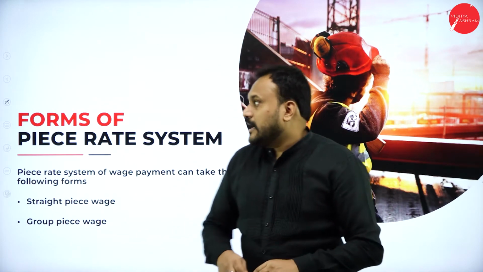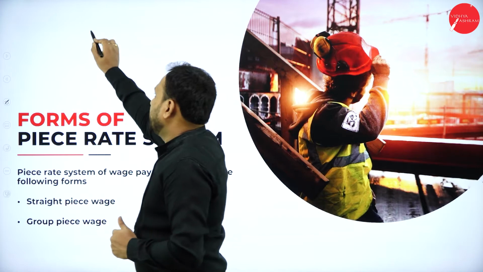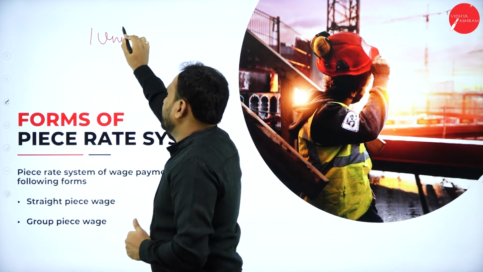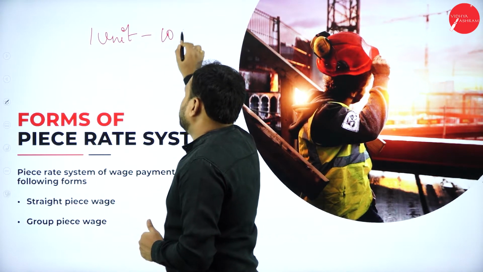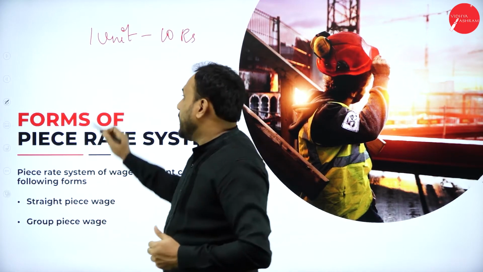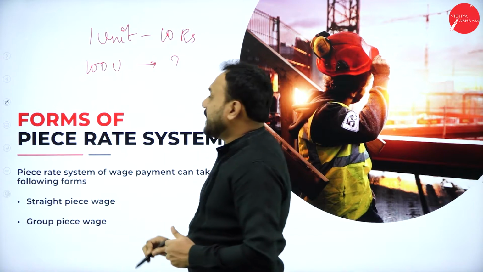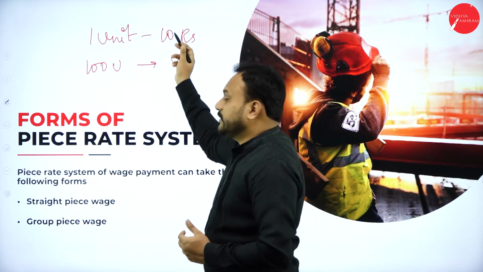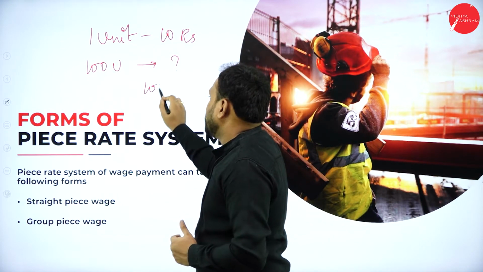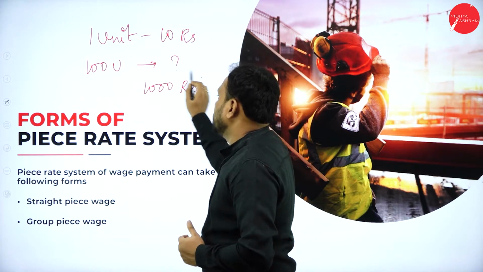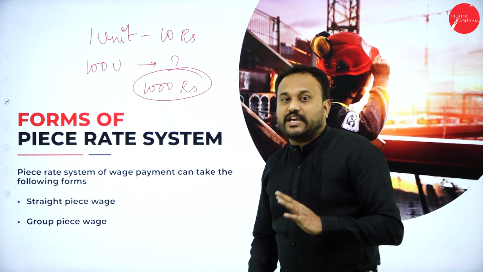For example, I would have said that if you manufacture 1 unit, I'll pay you 10 rupees. Now you have manufactured 100 units. Now what should I pay? 100 into 10, that is 1000 rupees. So this is called straight piece wage.